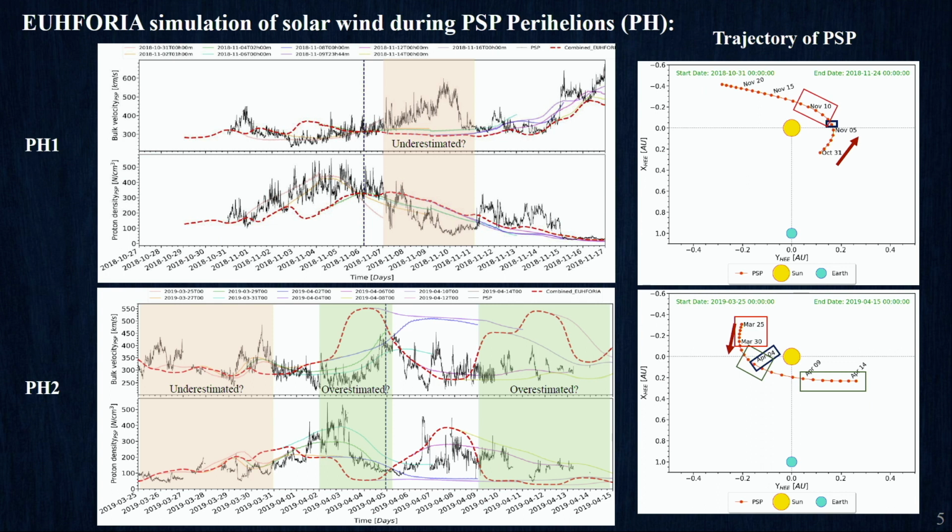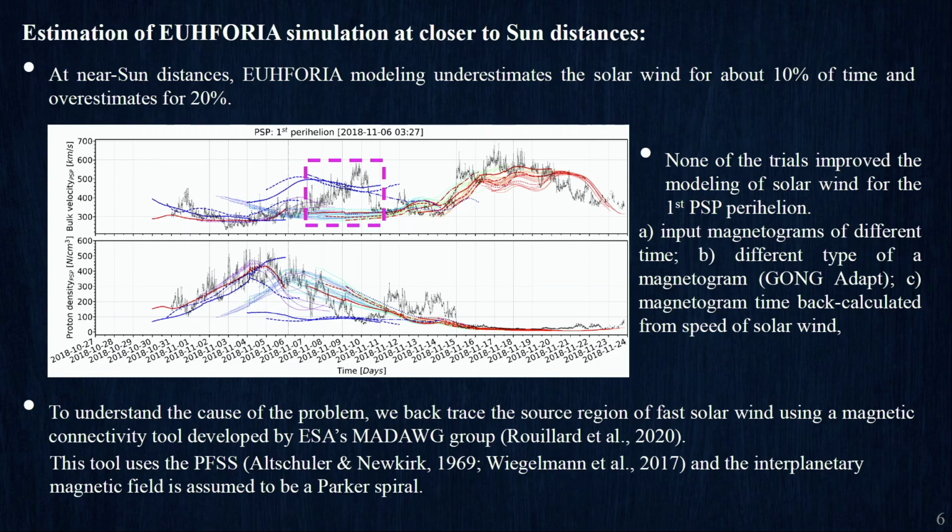And here we see there are periods of underestimation and overestimation, and also periods when the PSP was on the far side. We are interested in these 2 perihelions with respect to the AI magnetograms because during later periods, the AI magnetograms are used from STEREO UV, but STEREO was very close to the Earth, so it could not see much of the far side of the Sun. So in total, during the 8 perihelions, EUHFORIA underestimated about 10% of the time and overestimated about 24% of the time.